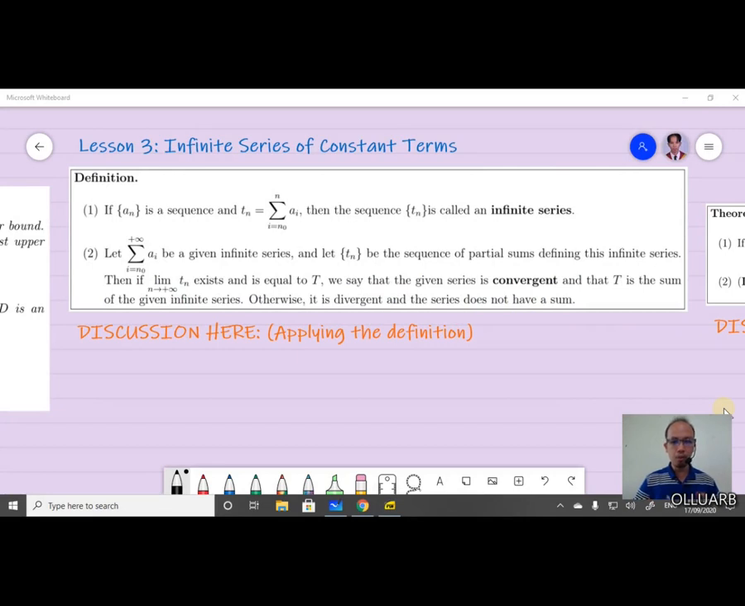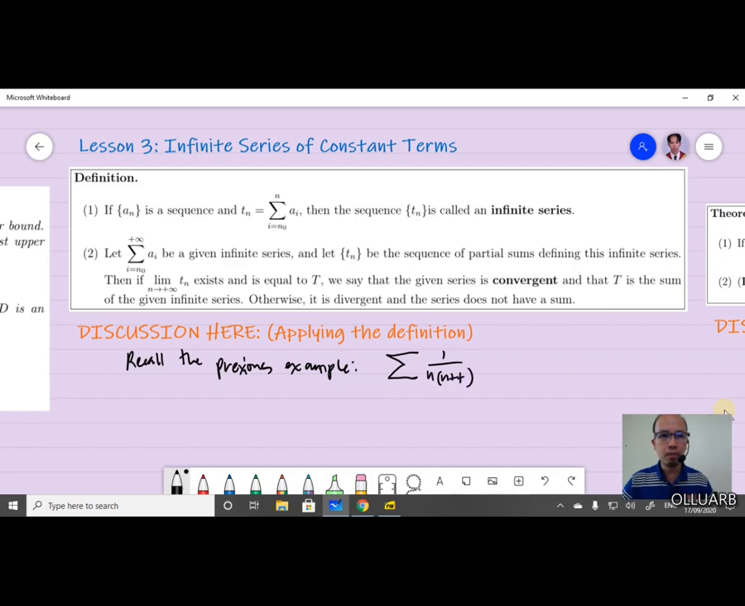For the next example, we will compare the previous method of solution to see if such a method works in this kind of problem or situation. As we shall see, the previous method will not work for this kind of problem. So let's start. But before that, let's recall the previous example. Our previous example is given in this form, the summation of 1 over n times n plus 1, where n starts from 1 to positive infinity.